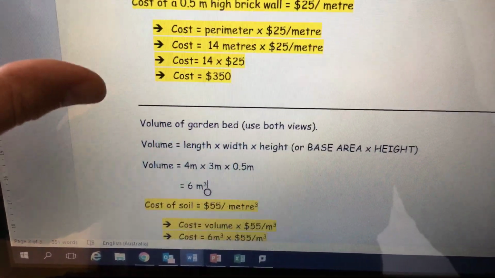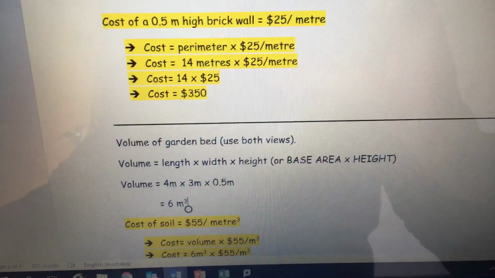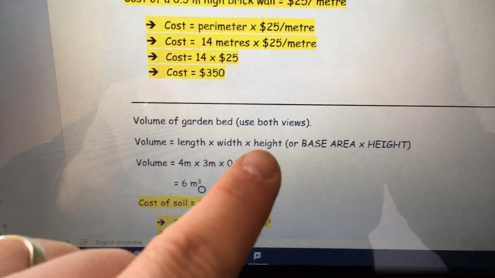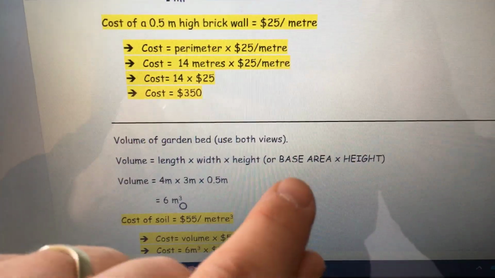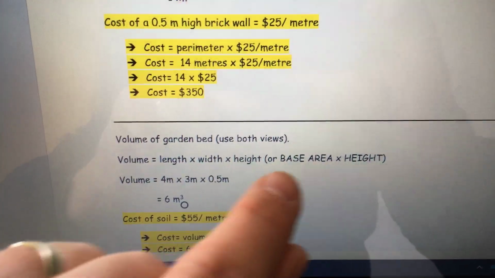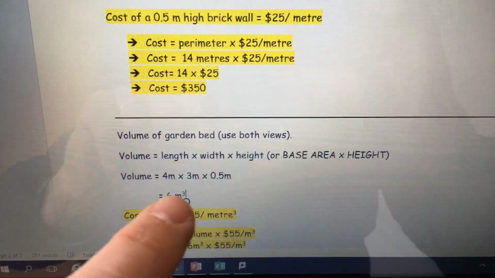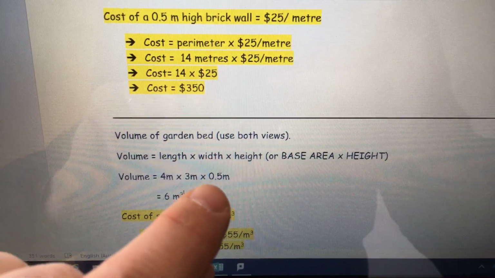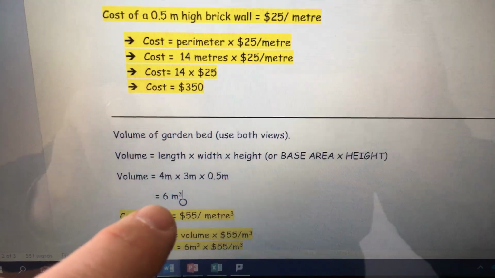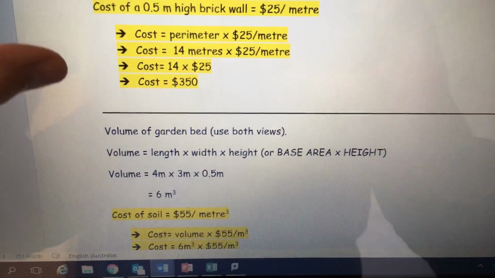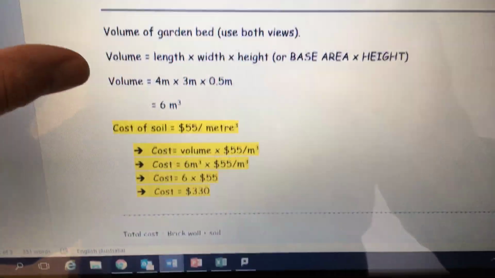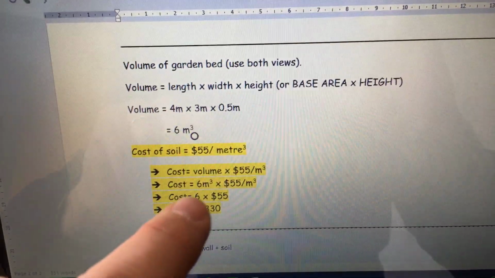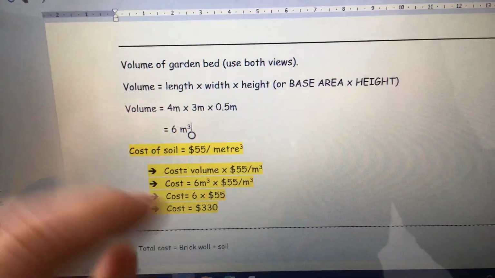Now for the volume of the garden bed, I've got to use both views. Remember, volume is length times width times height, or you can say base area times height, because the area of the base is length times width. So we have 4 metres by 3 metres by 0.5 metres, and that gives me 6 metres cubed. The soil costs $55 per metre cubed, and I've got 6 of them. So I've got 6 lots of $55, which is $330.